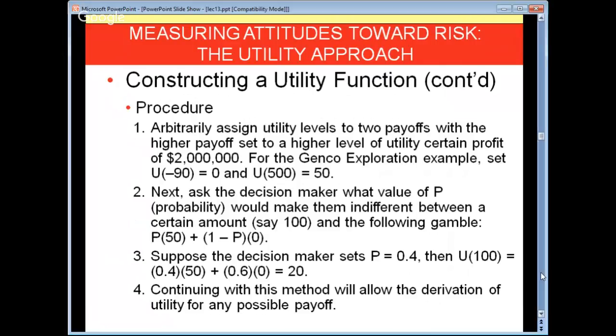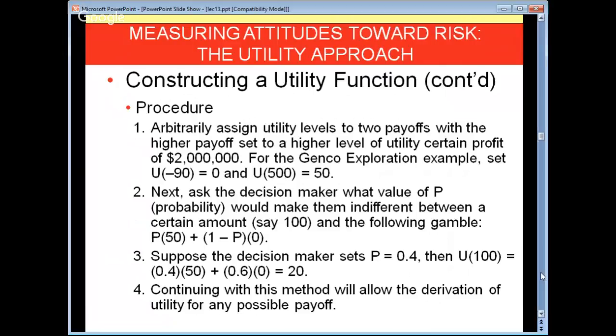But if things go bad, and they lose 90,000, their utility is 0. And that's just by assumption. So the next thing I want to do is ask the person involved, the one making the decision, what probability would make them indifferent between, say, 100,000 and the following gamble. My utility for the good thing, I get 50, and my utility for the bad state, I get 0, ignoring the other two states that we use. So that's the probability times 50 plus 1 minus the probability times 0. Now that would be their expected value if those were the only two things happening.